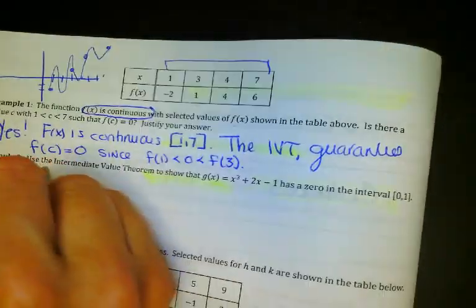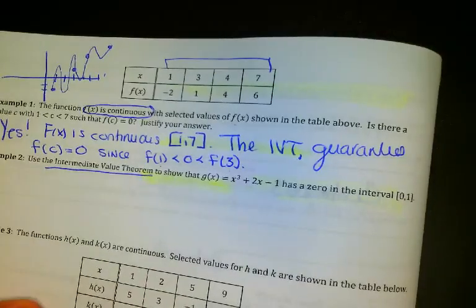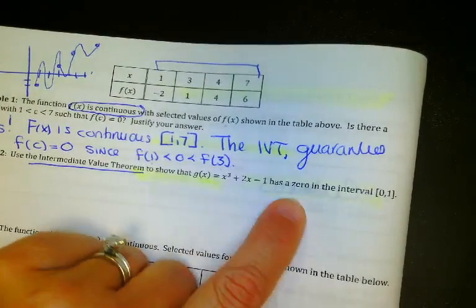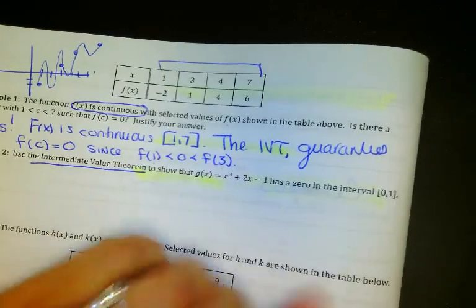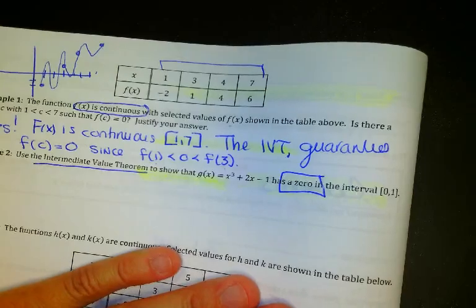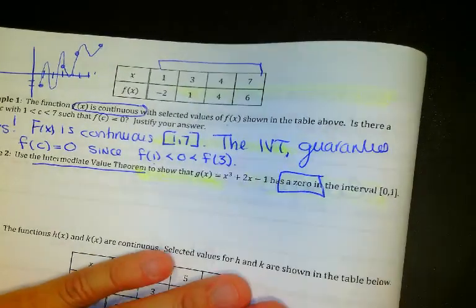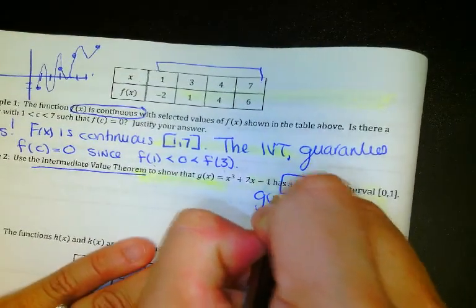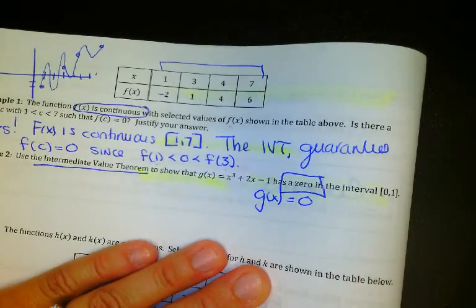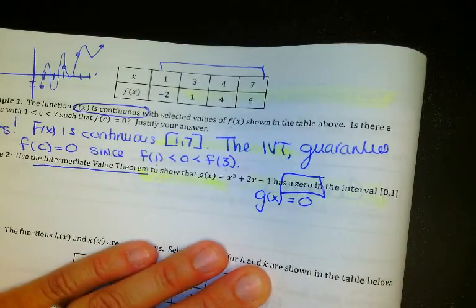Use the intermediate value theorem. So again, it's never going to come out and say that. These are just examples. To guarantee that this function g of x has a 0 on this interval. Okay, so let's first of all, what does it mean to have a 0? Crosses the x-axis. So g of x will equal what number? 0. So we're trying to show that g of x will equal 0.